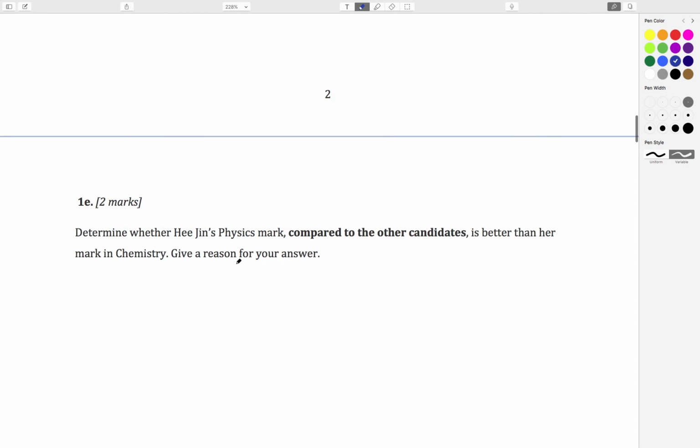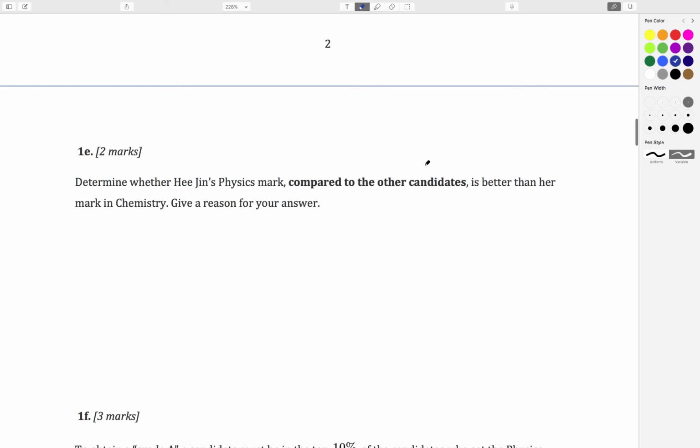Determine whether Heejin's physics marks, compared to the other candidates, is better than her chemistry mark. We know that she has the exact same marks on both examinations. She has an 80 on both. However, I want to know in which one she did better compared to everybody else. So we want to know the percentage of people below her in both classes, and compare those two numbers.